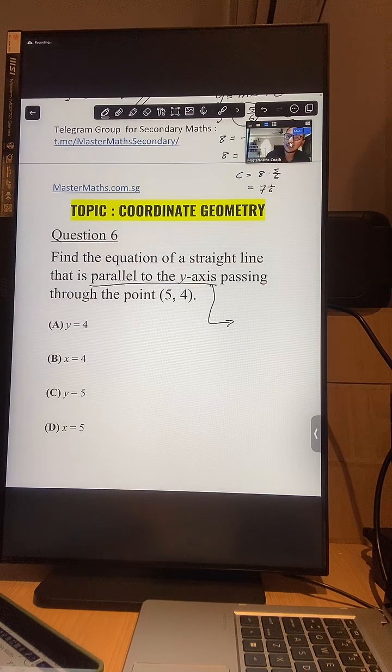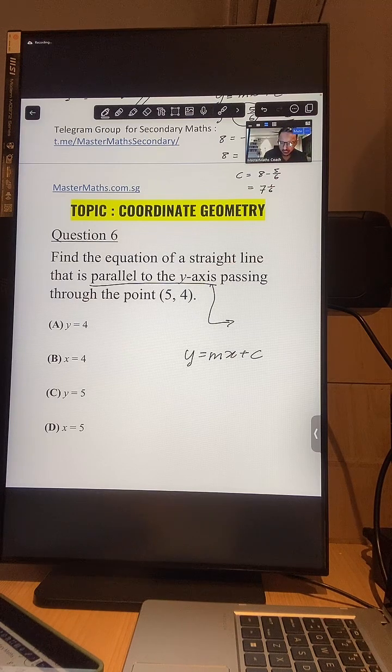Parallel to the y-axis. So if it's parallel to the y-axis, guys, is it vertical or horizontal? Vertical. So the gradient here should be infinity. So how do I put infinity inside my equation? That might be the question you are asking, because for the last 1 hour I've been talking about y equals to mx plus c. Tonight when I go to sleep I will dream about y equals to mx plus c. But now the line is vertical. It's parallel to the y-axis, so it is vertical.